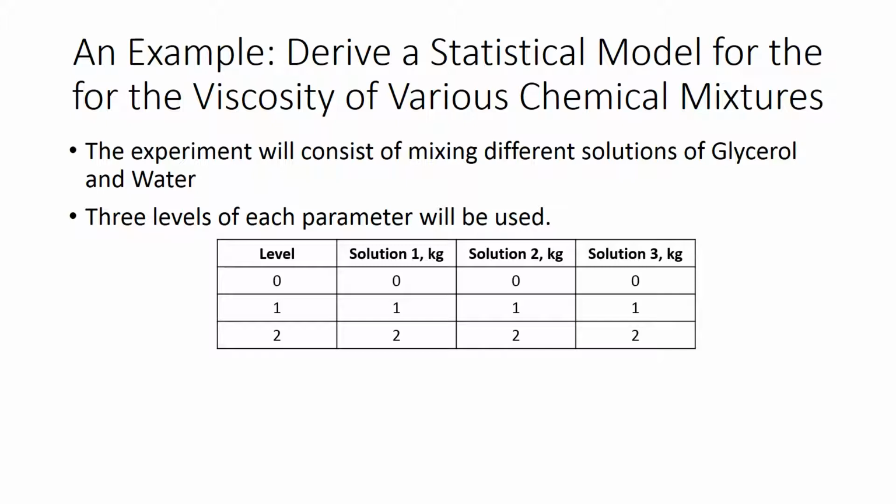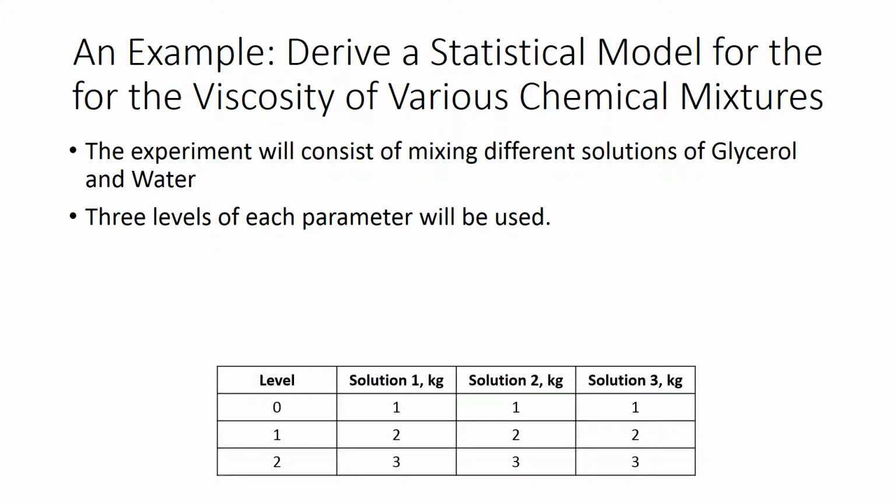We could have done the setup this way, where at level 0 we would use 1 kilogram of solution 1, 1 kilogram of solution 2, and 1 kilogram of solution 3, all the way up to level 2, which would be 3 kilograms of each. So the amount at each level is actually your choice as the experimenter, and sometimes having a little insight into the problem might make your choices more apparent. Sometimes that's not that easy, and you may have to run this several times, and each time you run it, you learn a little bit more about the system and know what's the appropriate level for each of the parameters.